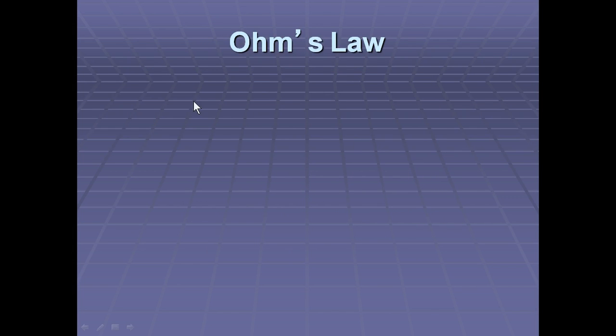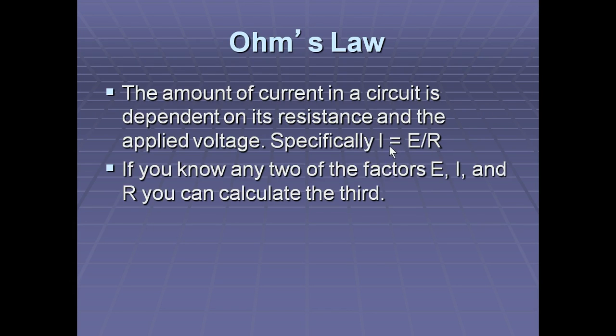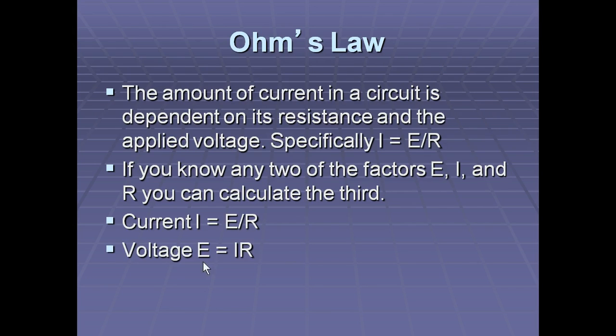Now Ohm's law. What is Ohm's law? The amount of current in a circuit is dependent on its resistance and the applied voltage, specifically I is equal to E by R. If you know any two of the factors, you can always calculate the third. Current I is equal to E by R. Voltage E is equal to I times R. Resistance R is equal to E by I.